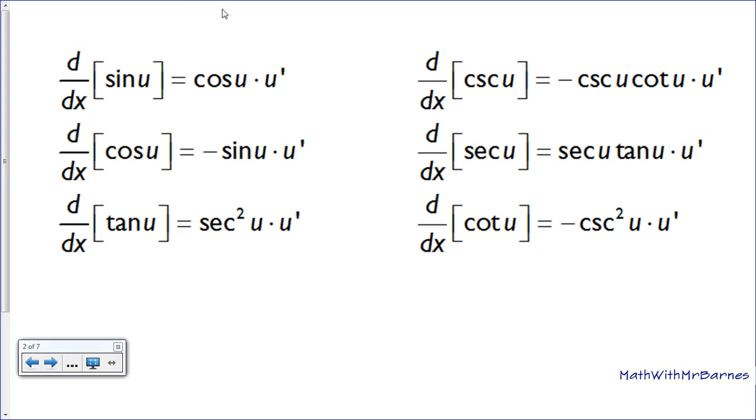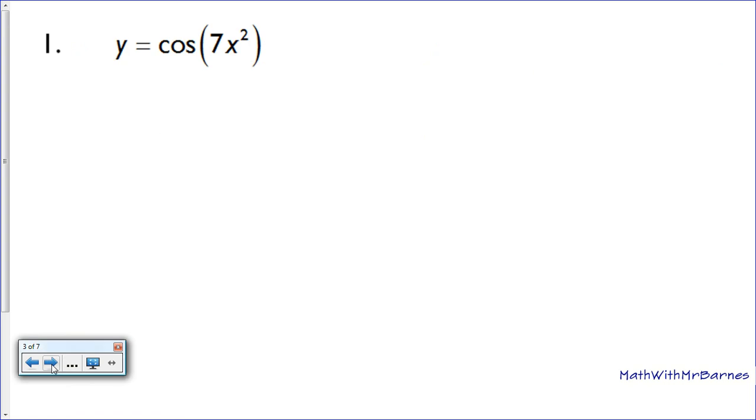So these are our known derivatives, so write these down, or you can print the sheet that I have with these attached on it. So let's try the first one. So the first one is cos. So the derivative of cos is negative sine.